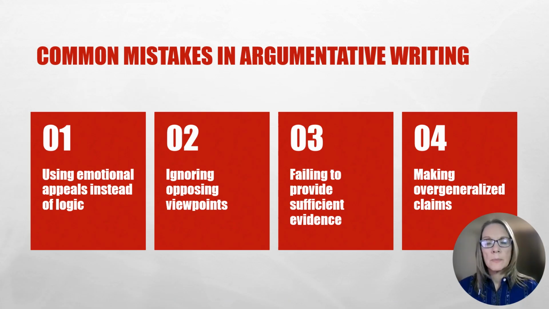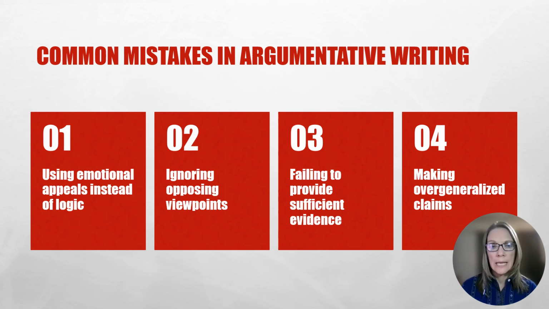What are some common mistakes in argumentative writing? Well, first of all, using emotional appeals instead of logic. So trying to play on the emotions of your reader rather than looking at the logical impact of your argument. Ignoring opposing viewpoints, not including that counterclaim. Failing to provide sufficient evidence.